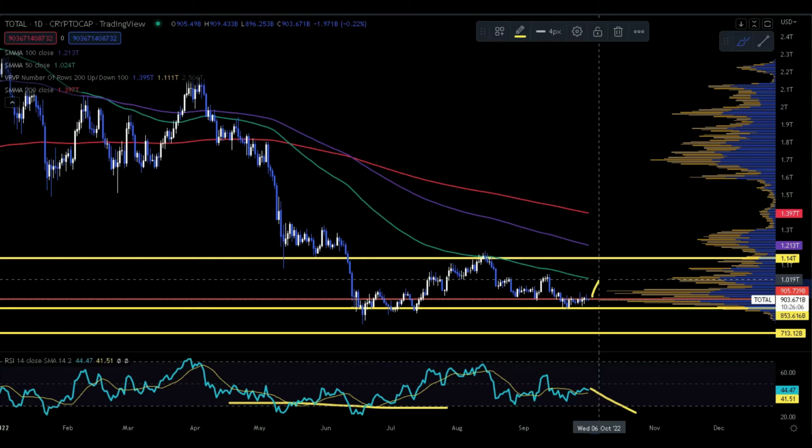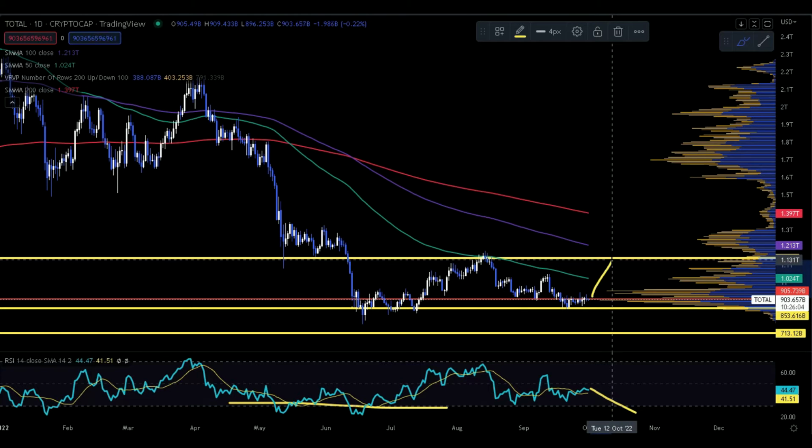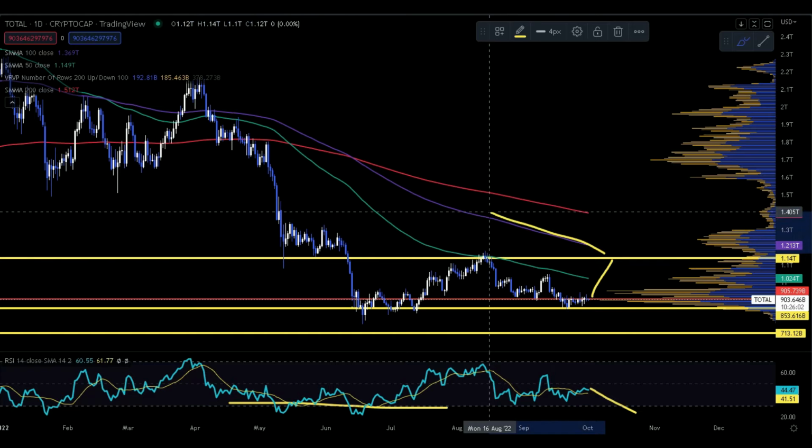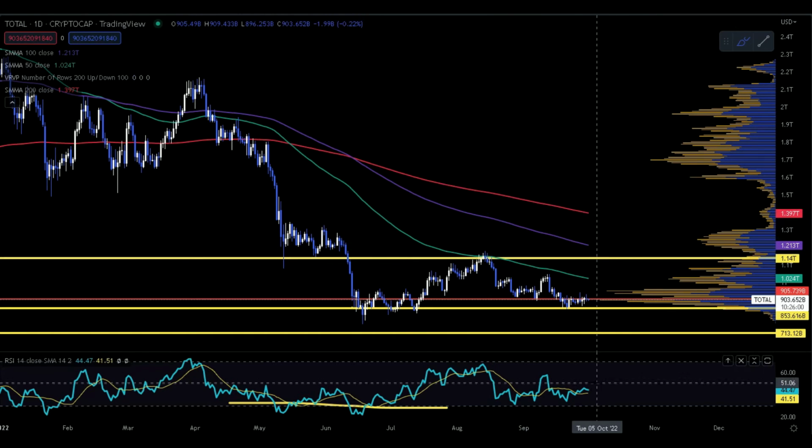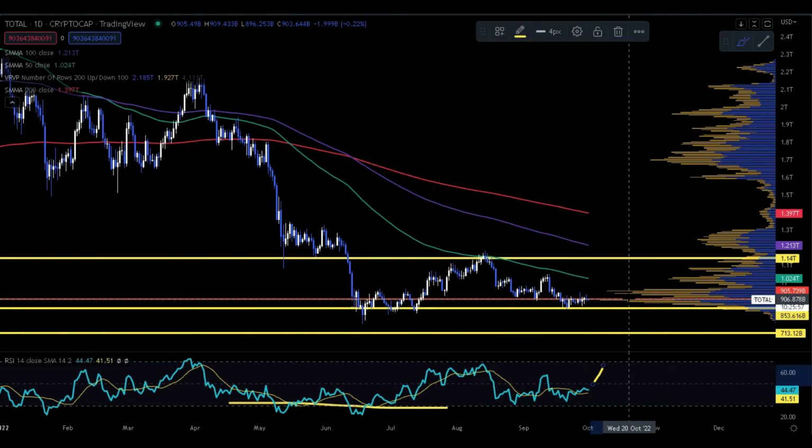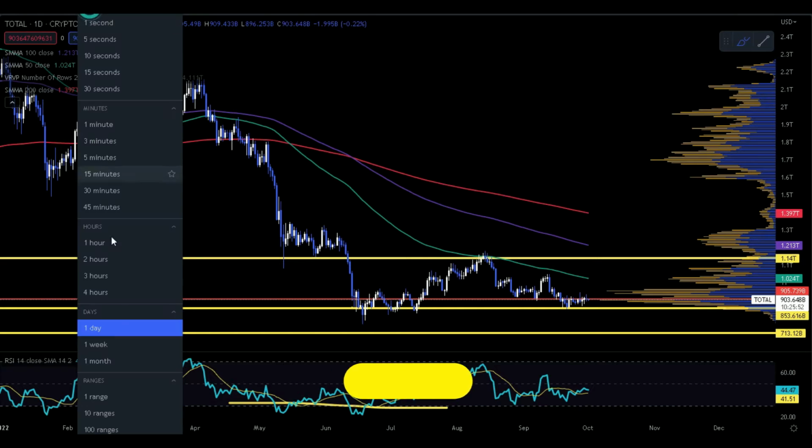And if the price decides to pump further, we can go to the 1.15 trillion mark where the purple moving average is available. So that will act as a resistance, and by that time the RSI would be in the overbought region. So yeah, a lot of resistance will form. Let's move over to the 4-hour chart quickly.